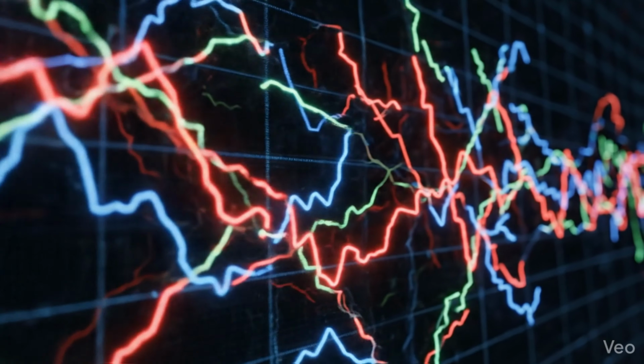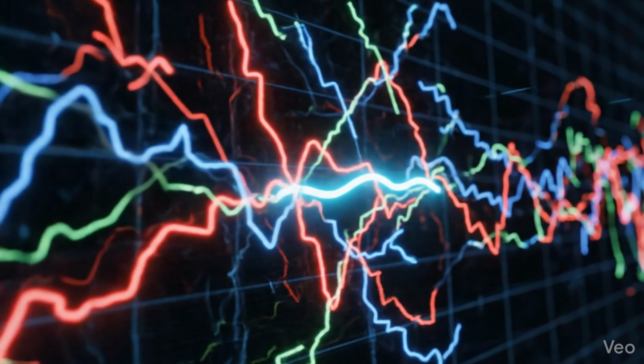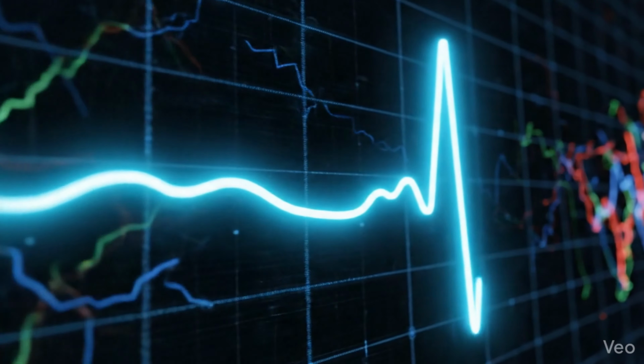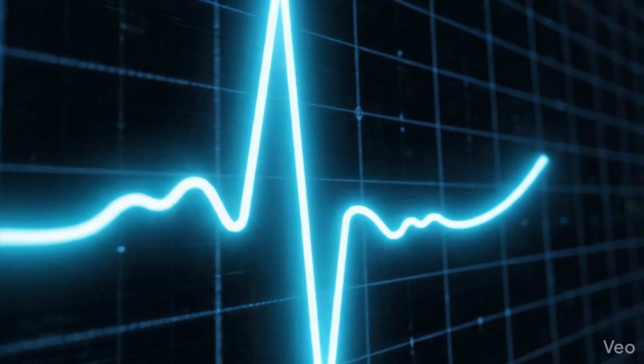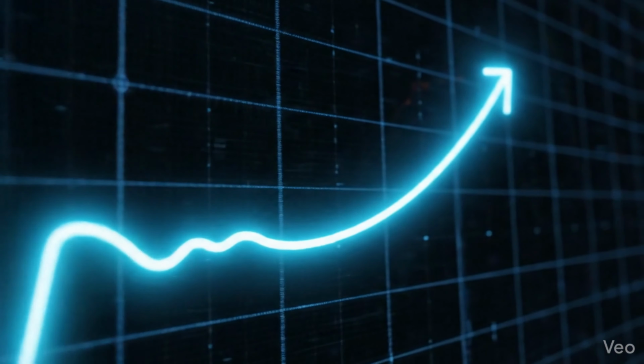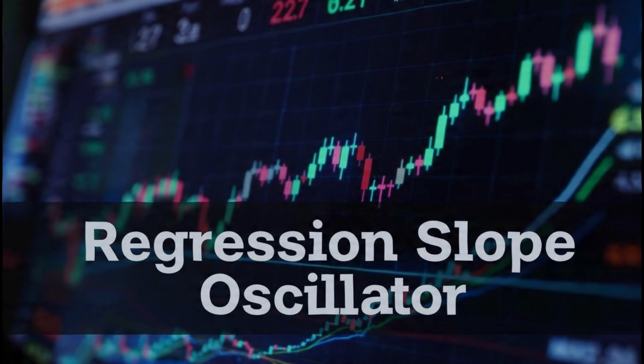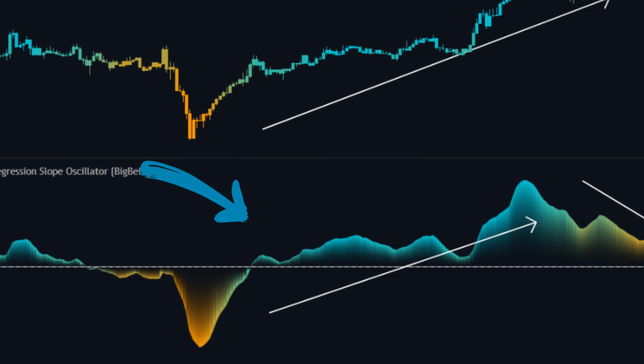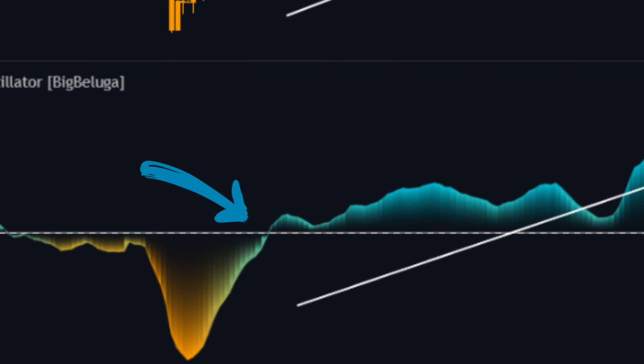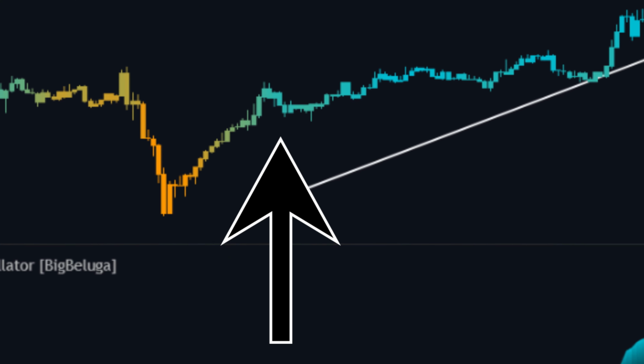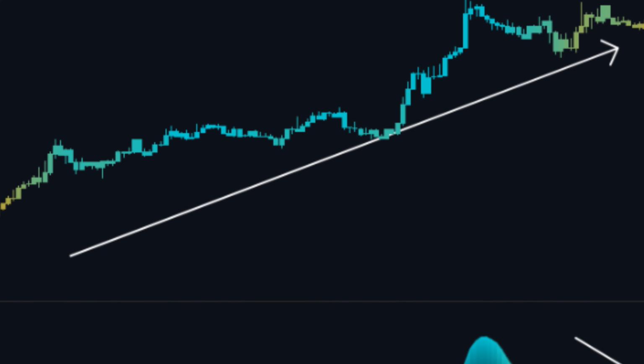What happens when you average the slope of the trend across multiple time frames? Well, you get a super smooth, high-probability momentum signal that filters out the noise of standard oscillators. That is exactly what the regression slope oscillator by BIGBELUGA does. If we were to take a long position when the oscillator crosses above the signal line while below zero, we can see that that trade would have been profitable a few candles later.